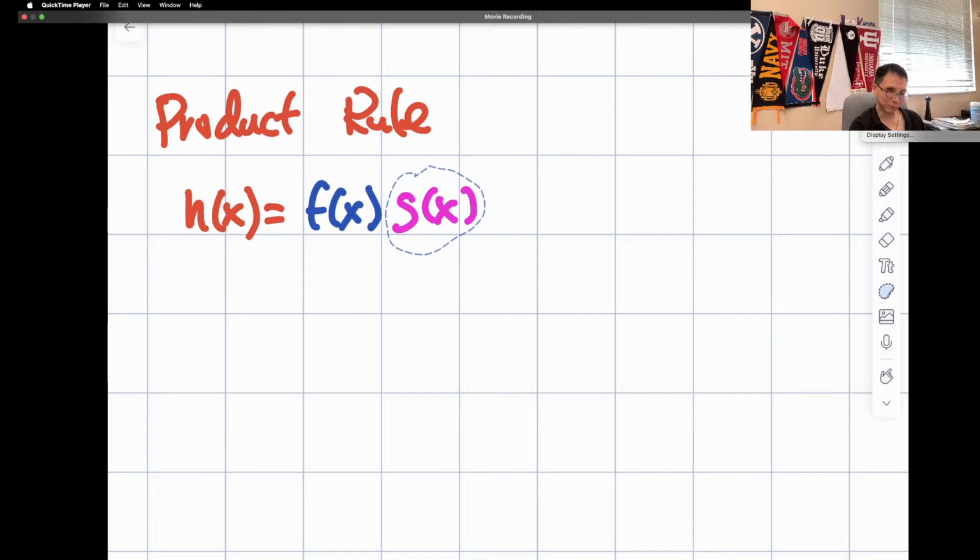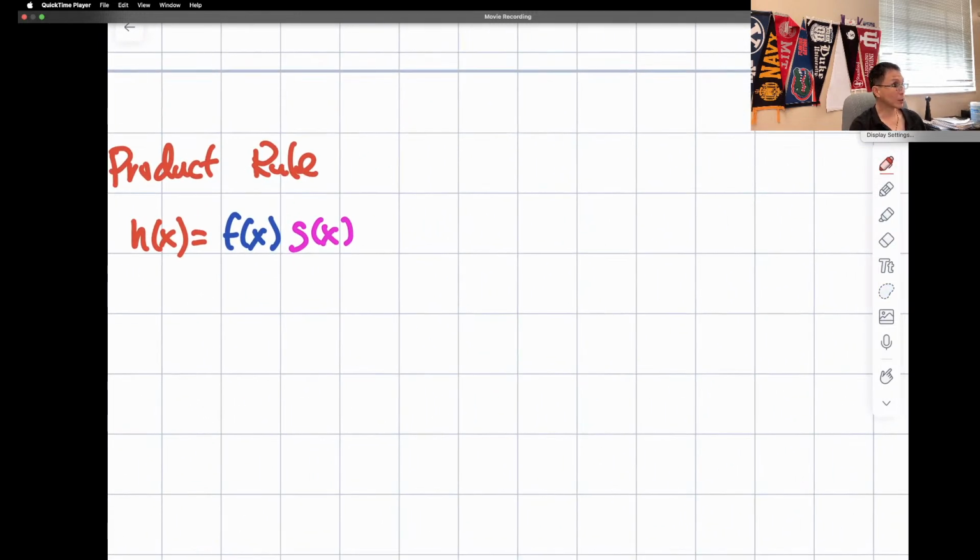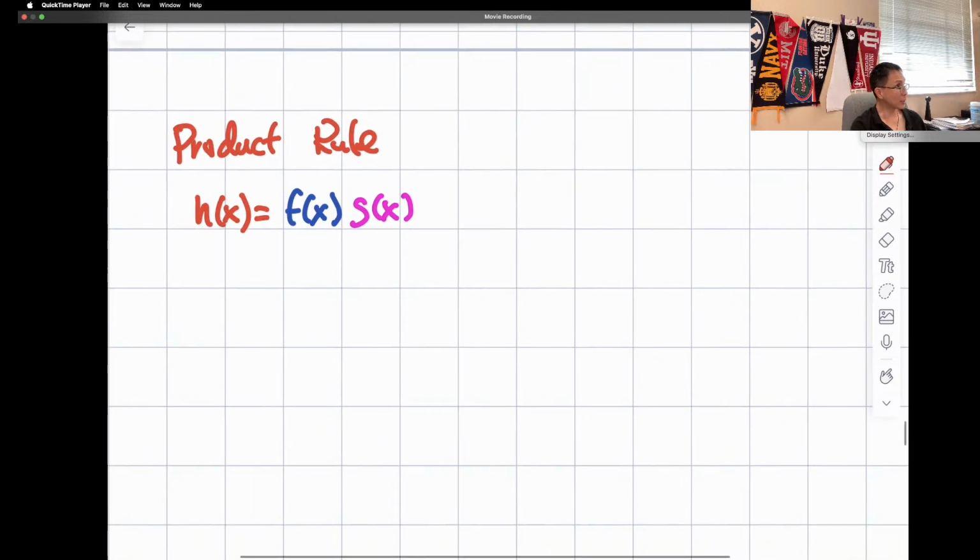Okay, so usually I want to take a derivative of this, right? And the derivative is not f prime of x times g prime of x. It's not like that. It's completely different. A lot of people thought like that on the test, which is not true.